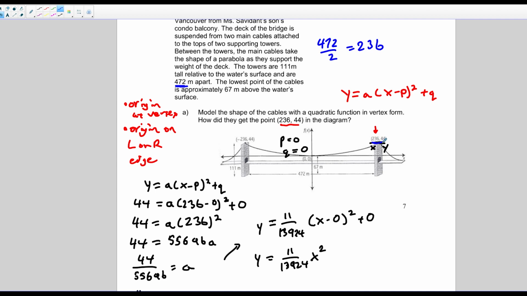And then where does the 44 come from? Well, we know that since each tower is 111 meters tall roughly, and we know that from the bottom of the cable to the water surface is 67, we simply go 111 minus 67, and that gives us a grand total of 44 meters. So that's how they ended up with 236, 44 as one of the points on your parabola.